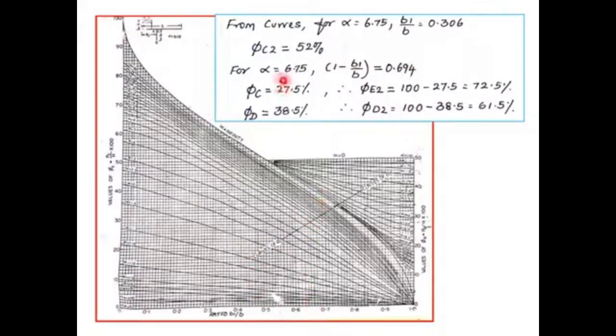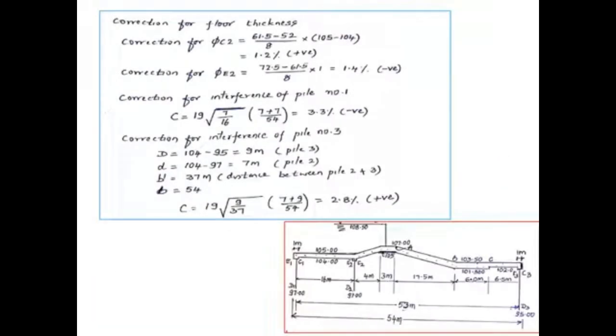So it comes to 27.5%. Therefore the pressure at point E is 100 minus 27.5, which gives 72.5%. Similarly, you have to refer to this curve for the same alpha, and for the ratio 0.694 we get 61.5%. Now the corrections have to be applied here.